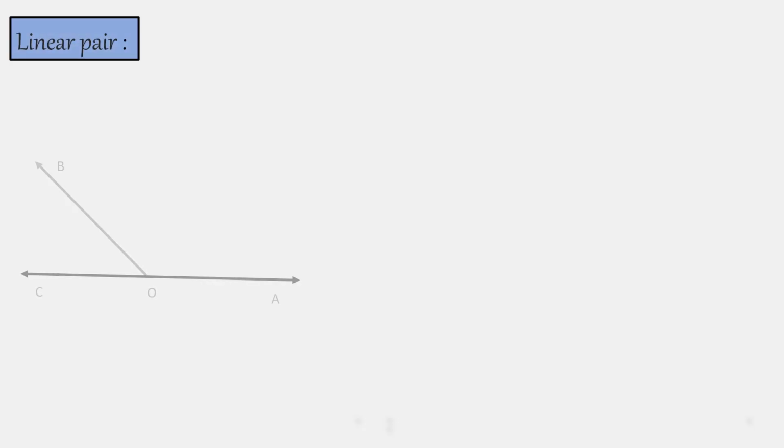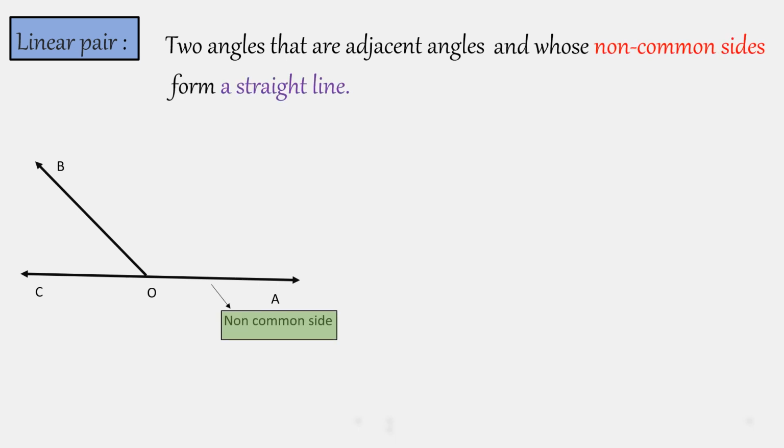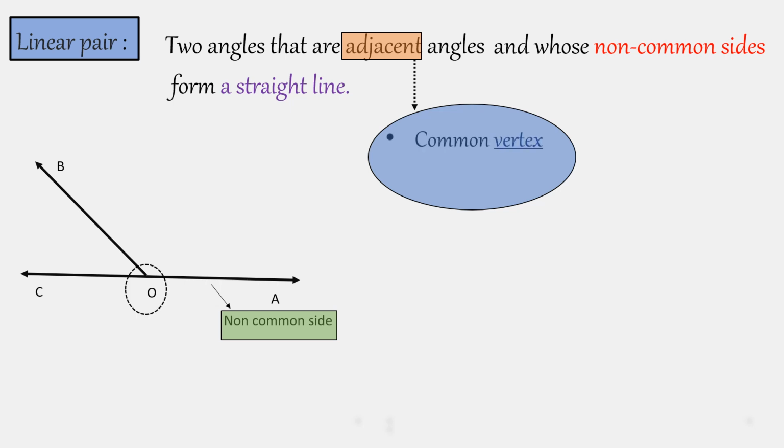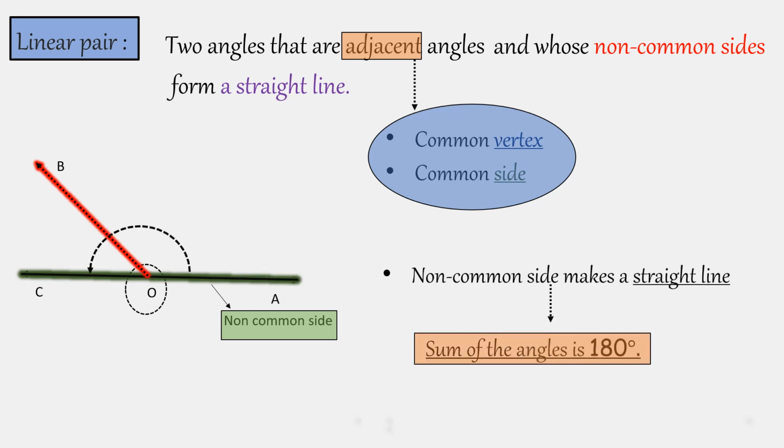Linear pair. Two angles that are adjacent angles and whose non-common sides form a straight line, then these angles are called a linear pair. Here, two angles are adjacent, which means they have the common vertex and common side. Non-common sides make a straight line. That is, the sum of the angles is 180 degrees.